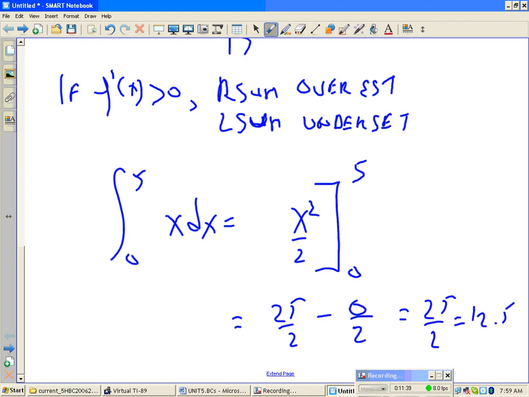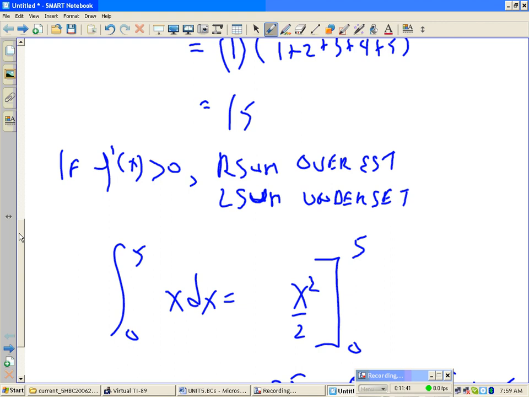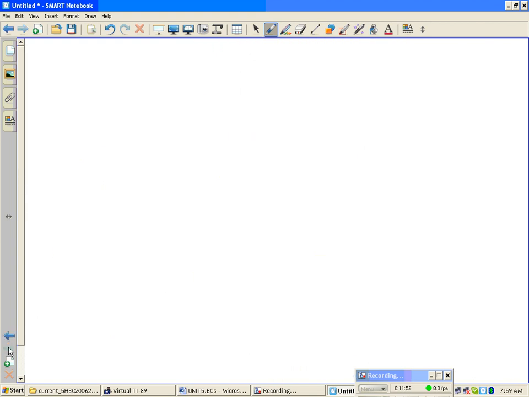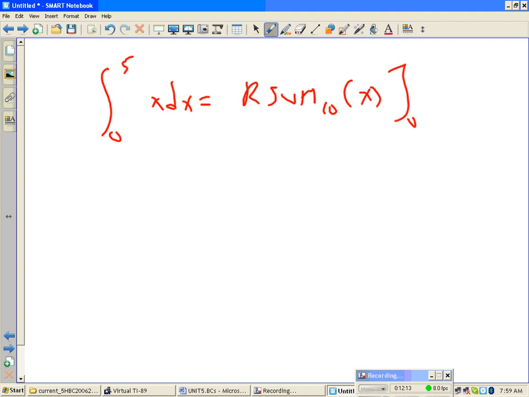So my estimate should be 12.5. My estimate is a little bit too big. How do I improve it? Make more rectangles. Okay, let's make more rectangles. Let's do it again. Let's estimate this area with an R sum that has 10 equally wide rectangles on the function x from 0 to 5.